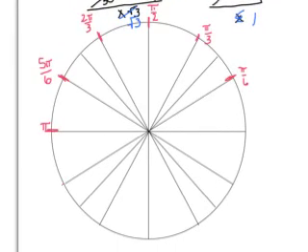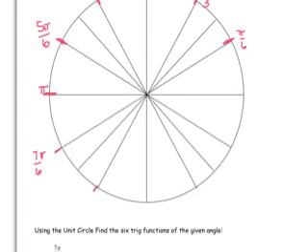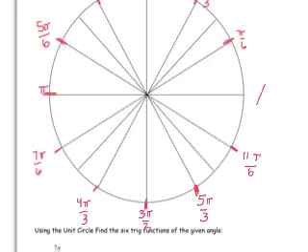7 pi over 6. 8 pi over 6, which is 4 pi over 3. 9 pi over 6, which is 3 pi over 2. 10 pi over 6, which is 5 pi over 3. 11 pi over 6. And this is 2 pi. And I guess I should have started at 0.